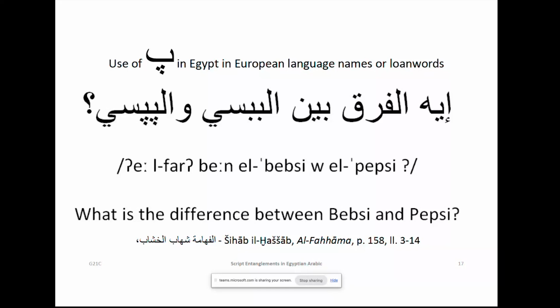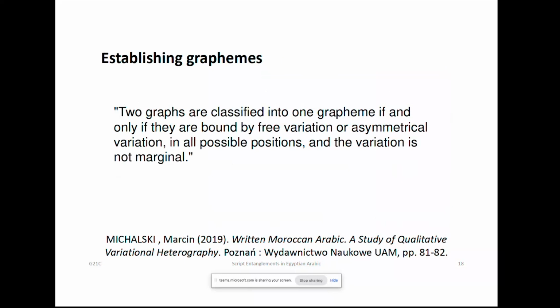By creating this minimal pair, whose distinction rests on difference in register and not in meaning, he contrastively establishes ba with three dots as a grapheme opposed to ba one dot. Yet, it is difficult to consider these graphs of Persian origin as Egyptian Arabic graphemes. Following the methodology of Marcin Michalski, as presented in his book Written Moroccan Arabic, A Study of Qualitative Orational Heterography, it is possible to establish graphemic relations between graphs and thus arrive at graphemes. The criterion he proposes is as follows.